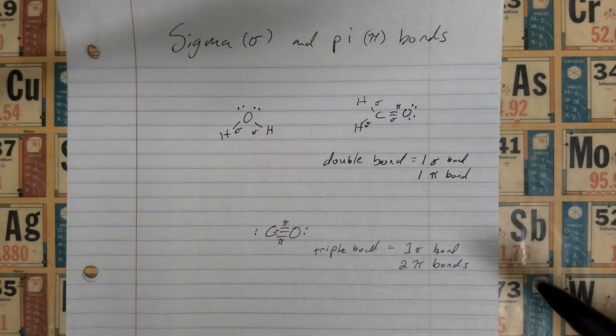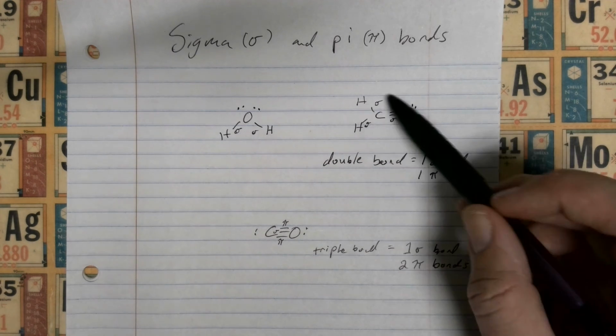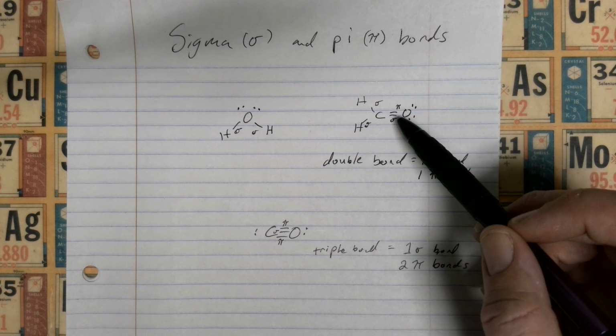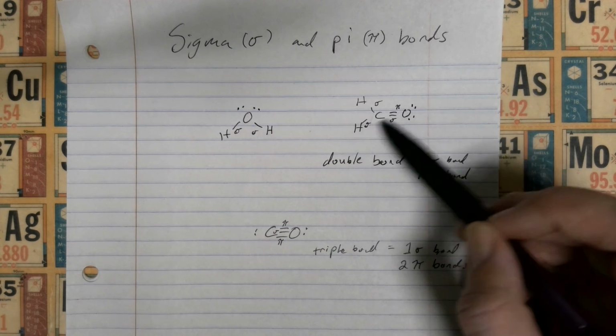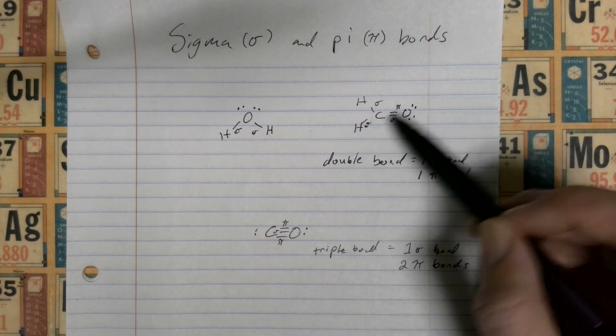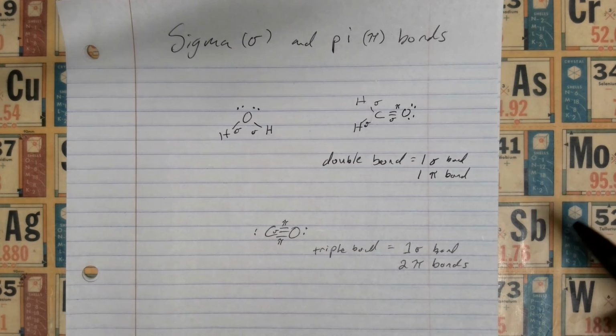It might also ask how many total sigma bonds are in this compound. So you'd have to count these two here. There'd be 3 sigma bonds in this whole molecule and 1 pi bond. But within that double bond, just 1 sigma bond.